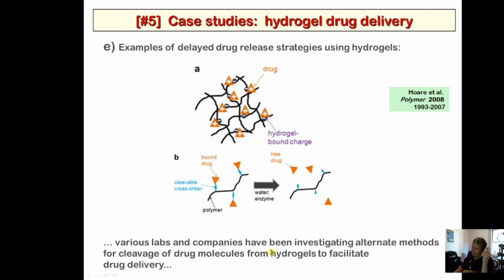A lot of labs and companies have been investigating alternate and additional methods to cleave drug molecules from a hydrogel to facilitate drug delivery. And I'm going to focus on a company called ProLynx, which is in San Francisco. I think it's maybe China Basin or Mission Bay. It's by UCSF Mission Bay. And they're a company that's based on using technology like this and special drug cleavage methodology to release drugs that can be used to treat a disease like cancer or something.